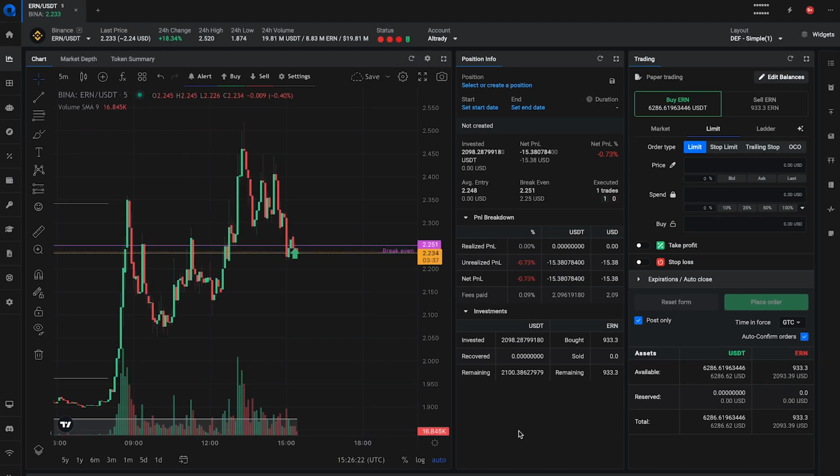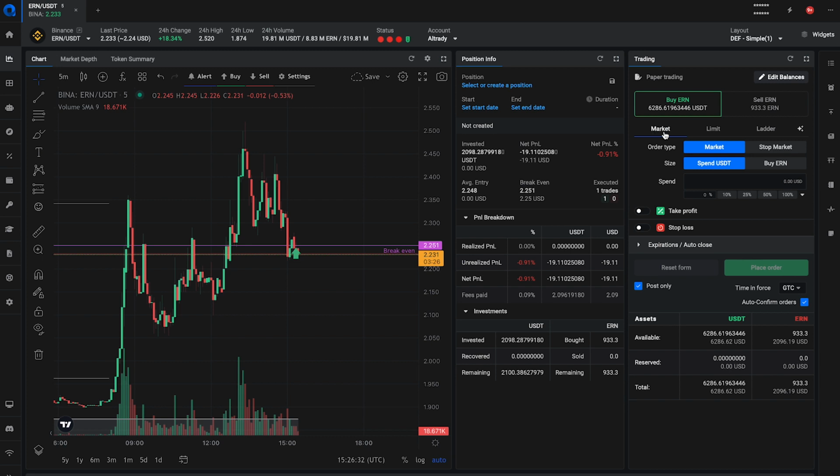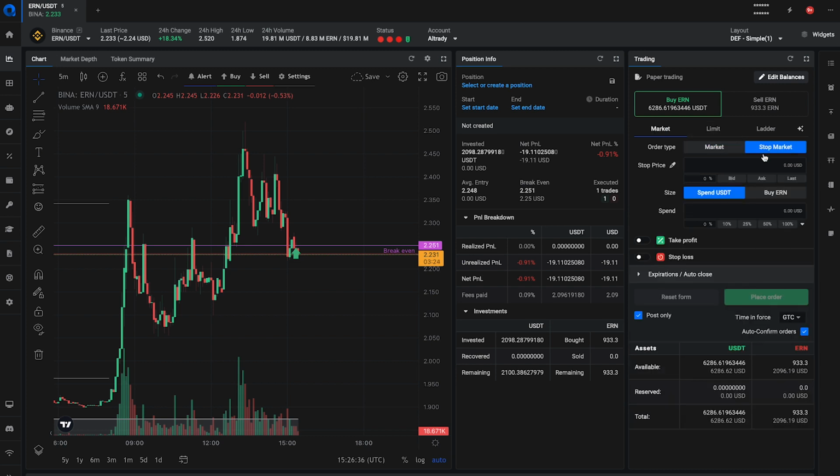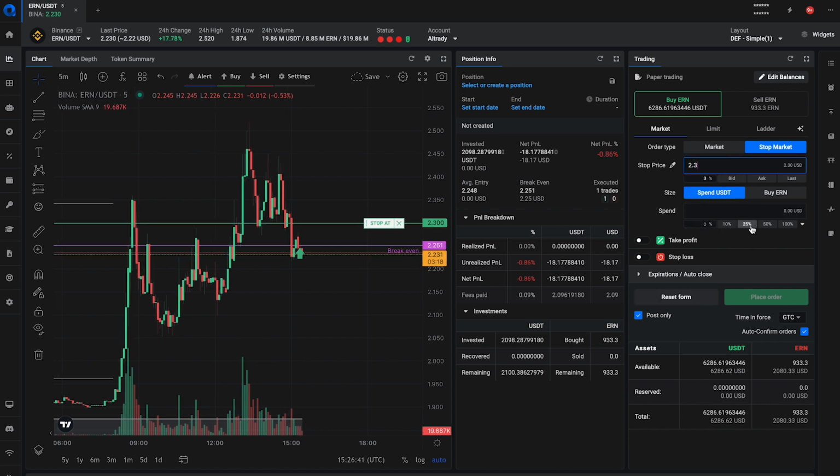Setting up a stop market order involves specifying a stop price that triggers the market order. Here are the steps to do it. In the trading widget, click on the market order type. Choose Stop Market from the sub-order types. Enter the stop price, the price at which the order is triggered. Input the amount or value of cryptocurrency you wish to trade.